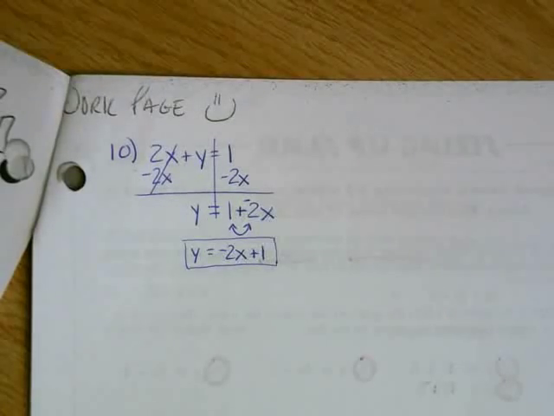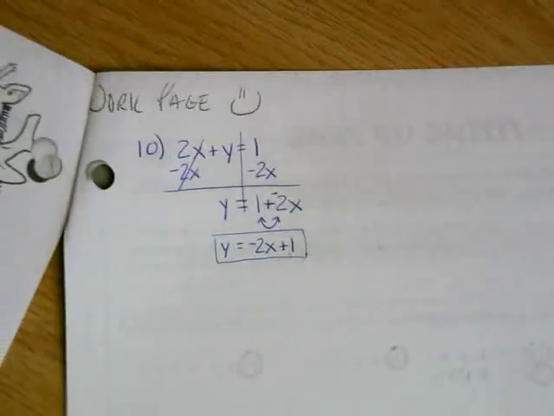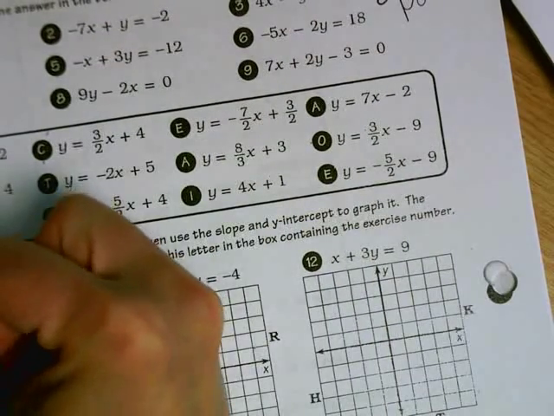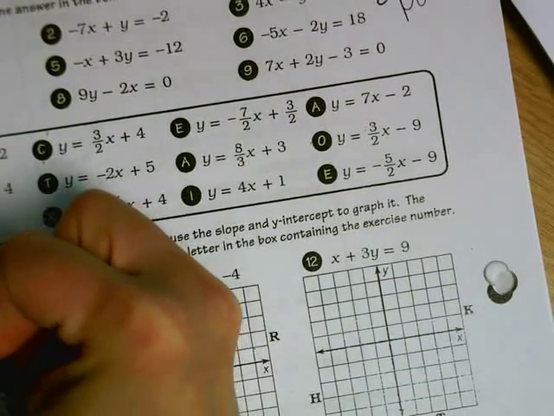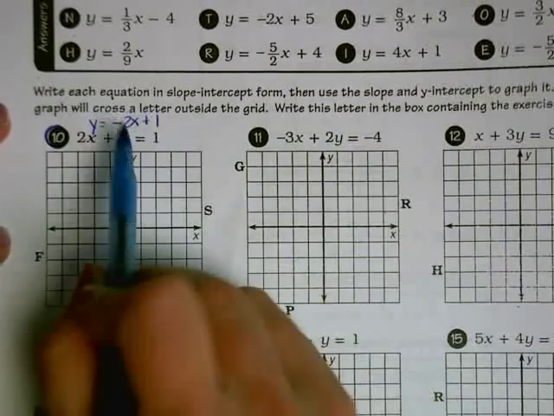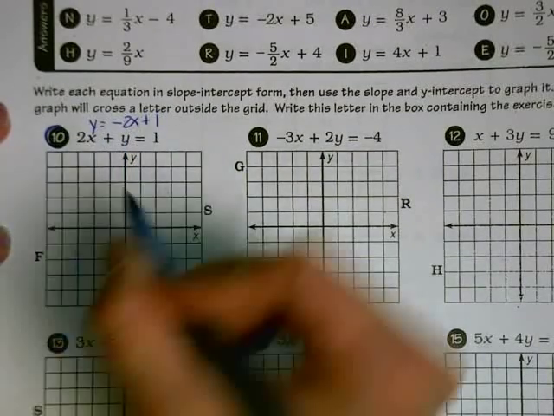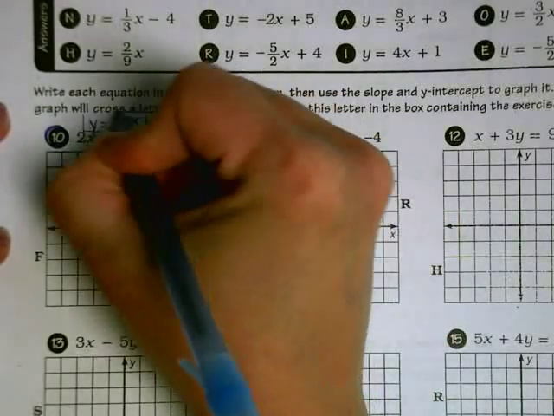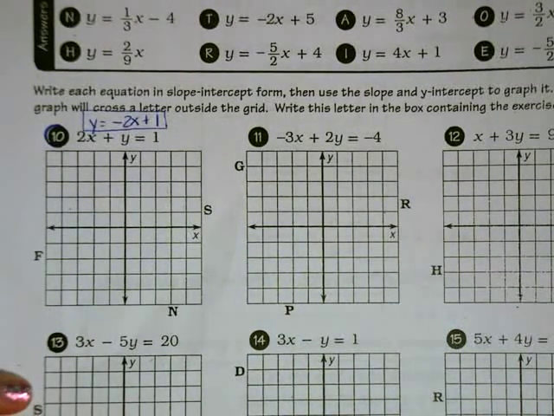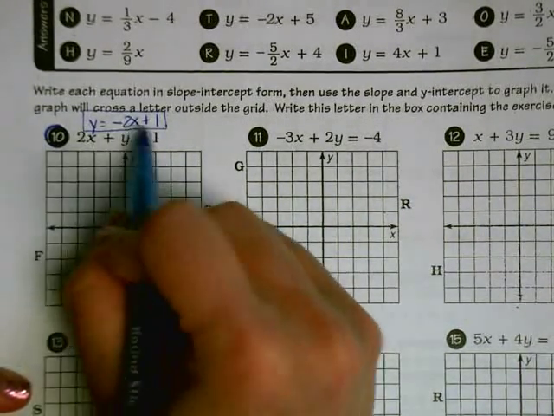I am going to just rewrite that over on our other page. Y equals negative 2x plus 1. This is the exact same equation here. It's just manipulated. It's moved around so that the y is by itself. So this is really what we want to look at. Once we see this guy, we can graph this by using our m and our b.